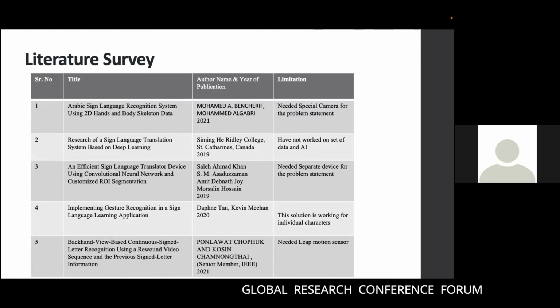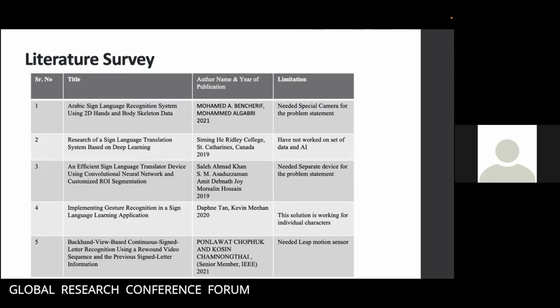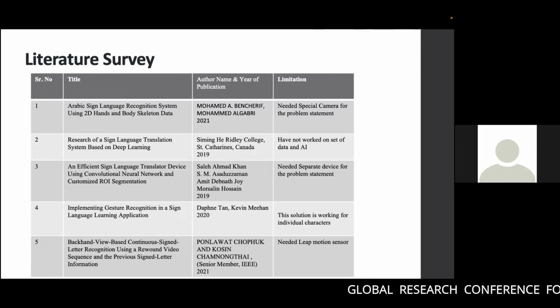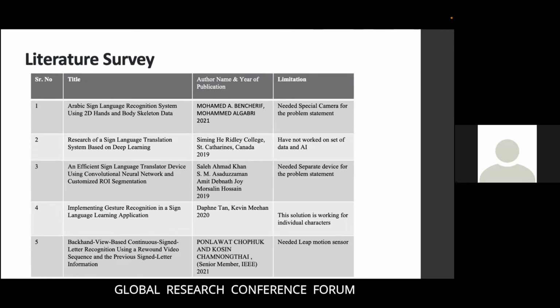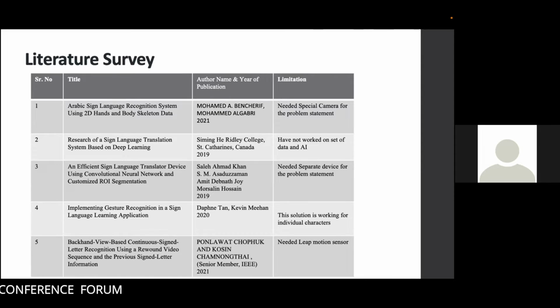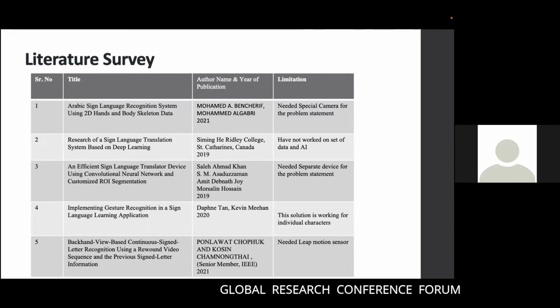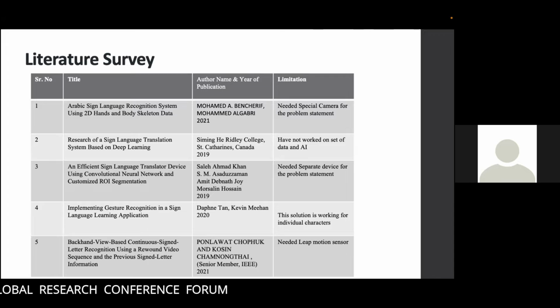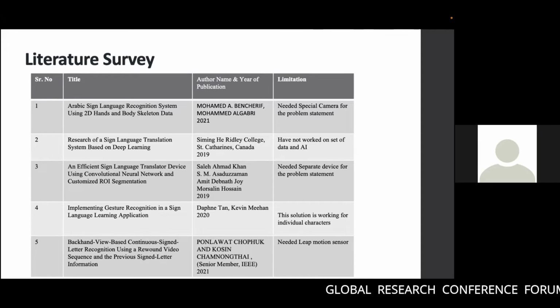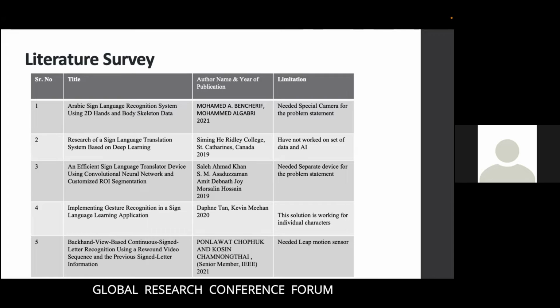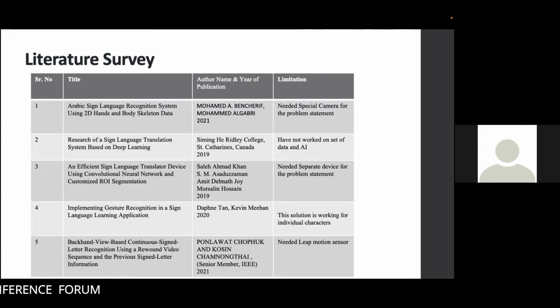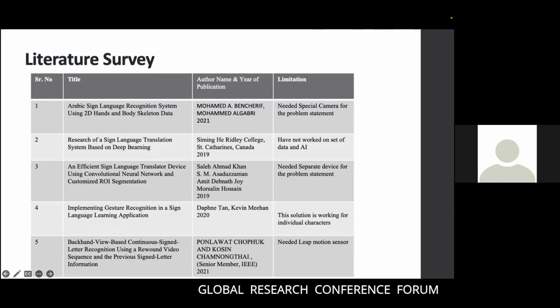There they have used a special camera to take the data, and the camera captures the hotspots of the gestures, and then passes them to the system. But from a general camera, they cannot process this. They might later come up with a compact version of the camera, but still we would need to purchase the camera. That was one of the limitations they have.